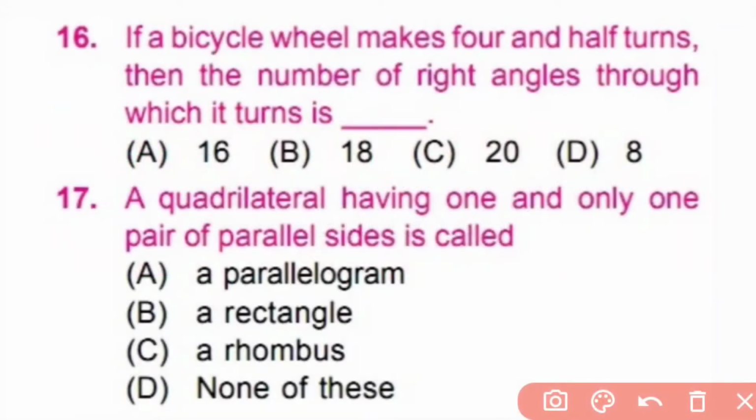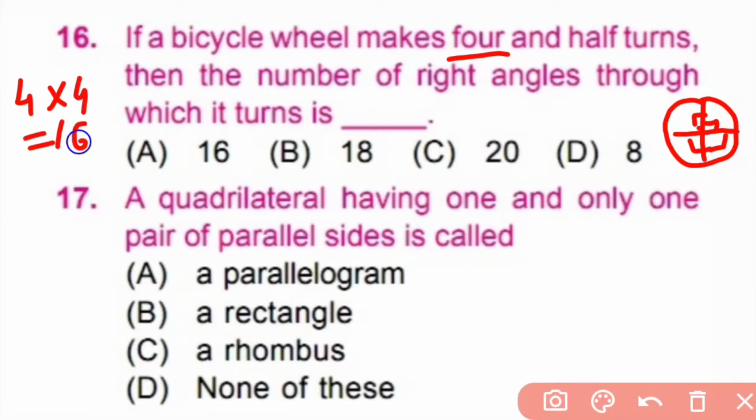Let's start with question number 16. If a bicycle wheel makes 4.5 turns, then the number of right angles through which it turns is dash. For a full turn, the bicycle wheel will make 4 right angles, and for a half turn it will make 2 right angles. For 4 turns it will make 4 into 4, 16 right angles, and for a half turn 2 right angles, so 16 plus 2 is 18. So here B is the correct answer.